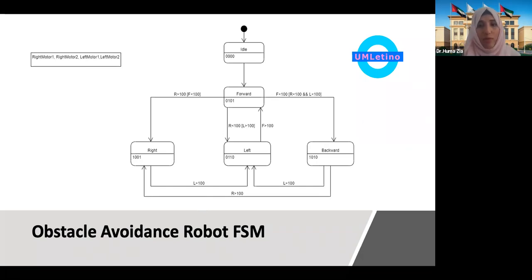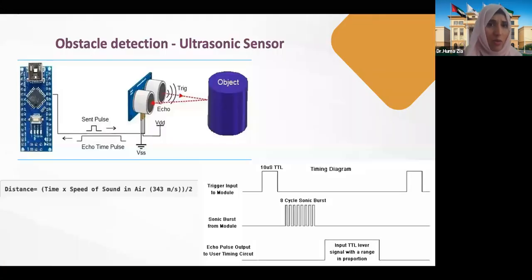When the robot has an obstacle in the front, on the right, and on the left, meaning it cannot go in any of these directions, then it will go backwards. This is what this FSM does. Obviously it depends upon how you want to design your particular obstacle avoidance robot. Now, the basic component used in obstacle avoidance is the ultrasonic sensor, so it's important to explain the mechanism of this ultrasonic sensor.